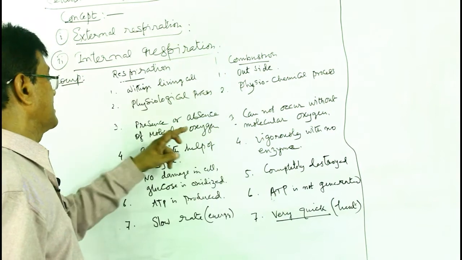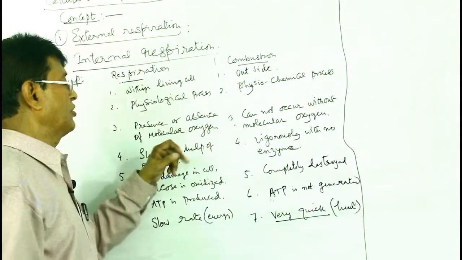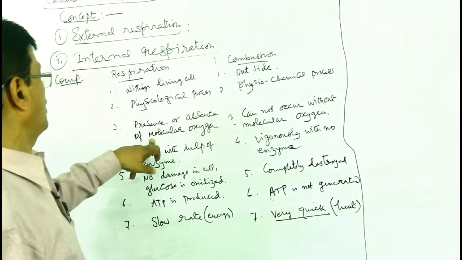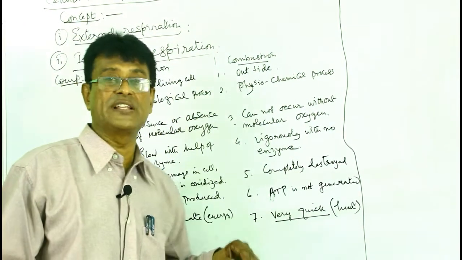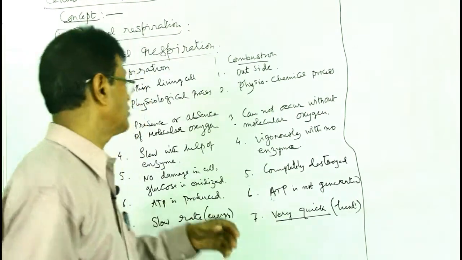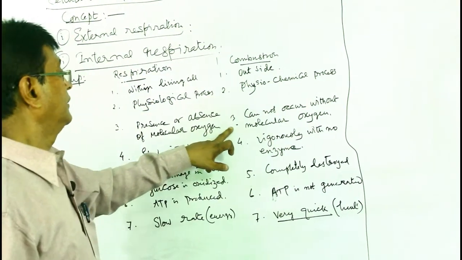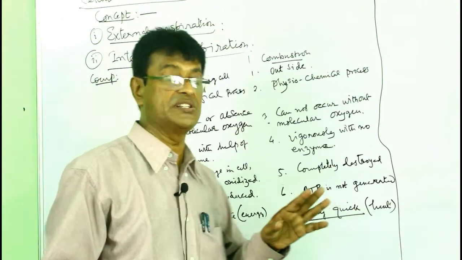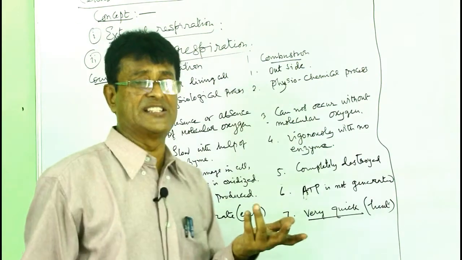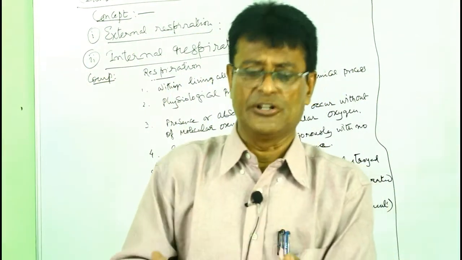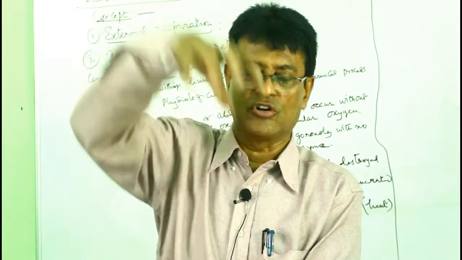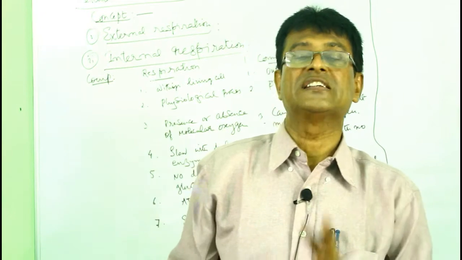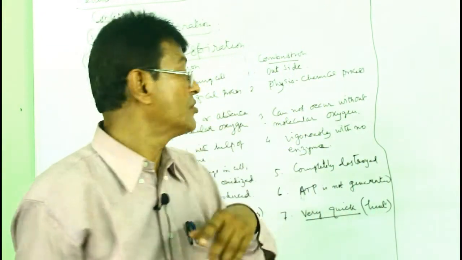Number three, the presence or absence of molecular oxygen. Respiration can have molecular oxygen, or cannot, because there is aerobic respiration and anaerobic respiration too. On the other hand, combustion cannot occur without molecular oxygen. They need oxygen, otherwise combustion is not possible. It is very simple. If you light a candle, it will be burning, and if you put a glass over it, slowly and gradually it will extinguish. Why? Because the supply of oxygen is cut. That is why it goes out.